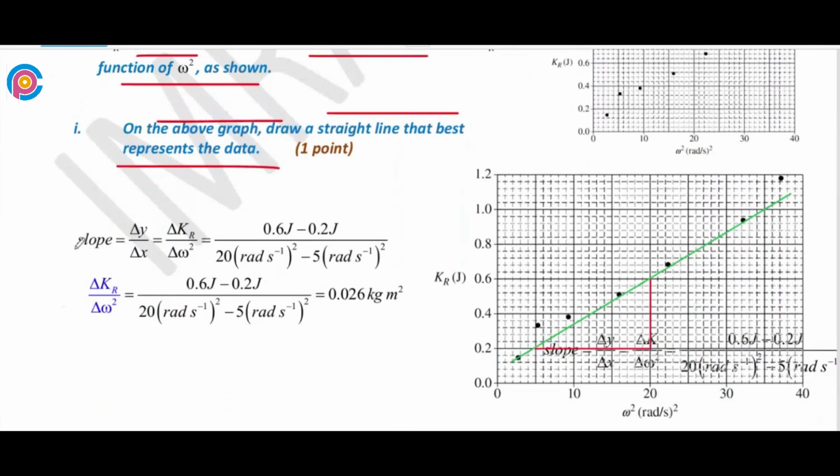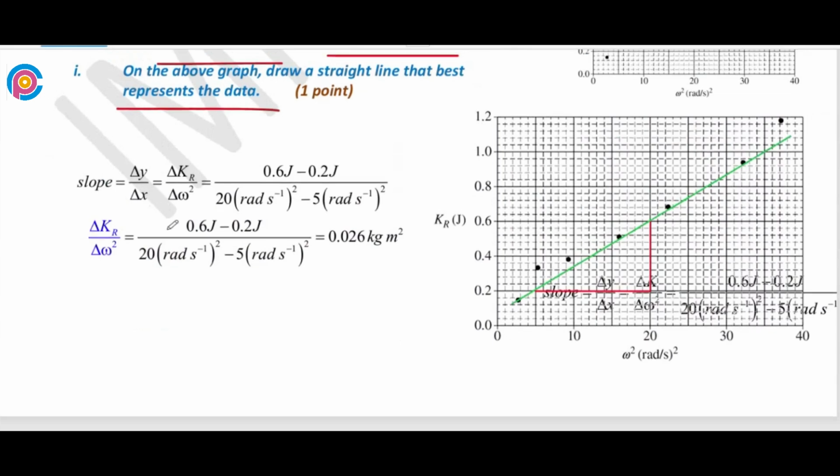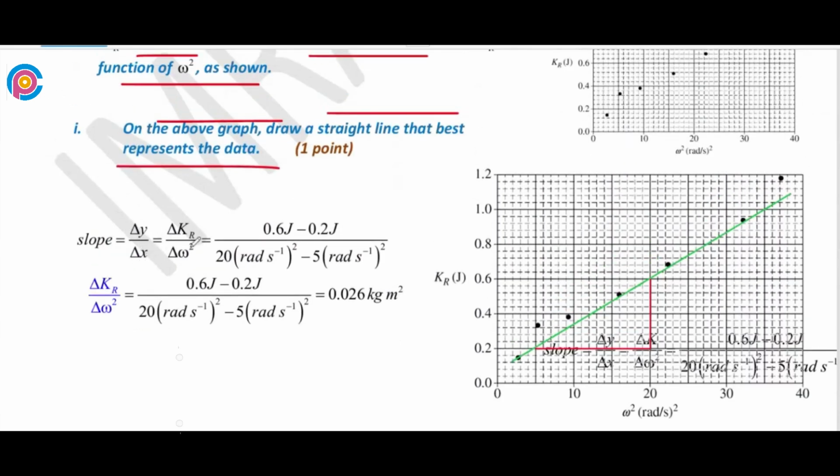So we can calculate the slope. The slope of the graph can be calculated as delta y over delta x, that is delta Kr by delta omega squared. We can calculate the difference from these two. So we take two arbitrary points for the change in rotational kinetic energy and the change in the square of the angular velocity. So the answer is 0.026 kg per meter squared. That's the slope of the given graph.